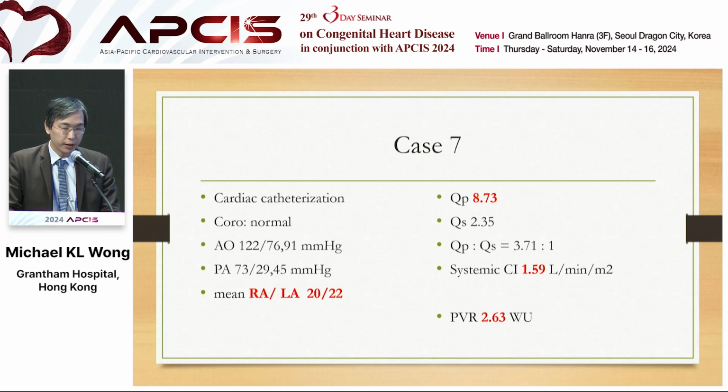We carefully evaluated the patient and performed cardiac catheterization, which, besides the significantly elevated PA pressure, also found a significantly elevated left side filling pressure with a LA of 22 millimeter mercury. Also, significant left to right shunt with QP 8.7 liter per minute. Also, very low systemic cardiac index, only around 1.6 liter per minute per meter square. While the PVR is still relatively maintained, less than 3, only 2.6 Woods unit.